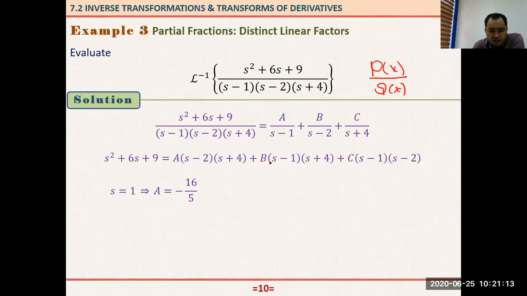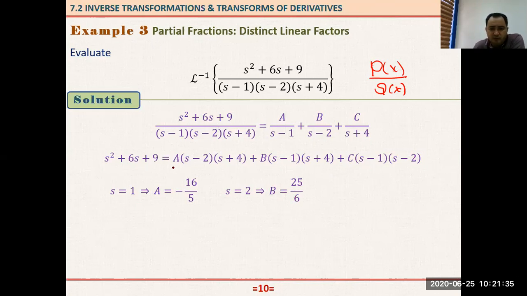Now, second thing, I need to determine the value of capital B, right? Here, as you see here, we don't have 2. So if s equals 2, this will disappear, and also this will disappear because of this factor, right? And only B is left. In this way also I can get the value of B. So if s equals 2, then the value of B is equal to 25 over 6.